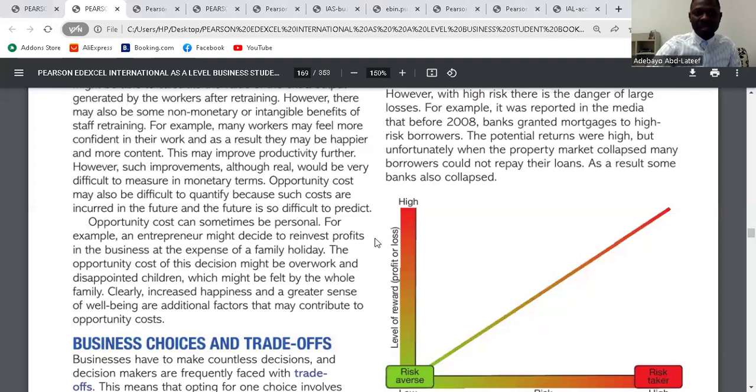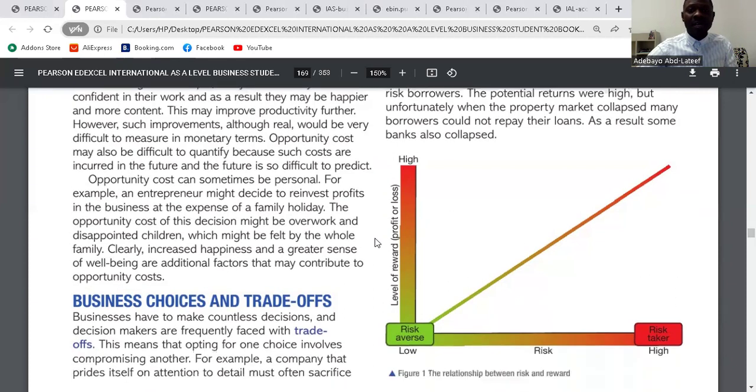Like they make the example here, a business owner or an entrepreneur might think of investing profits into the business rather than using it for a family holiday. So your family might not be happy regarding that. Yes. Do you understand? So look at what they said. The opportunity cost of this decision might be overwork and disappointed children, which might be felt by the whole family. Clearly, increased happiness and a greater sense of well-being are additional factors that may contribute to opportunity cost.